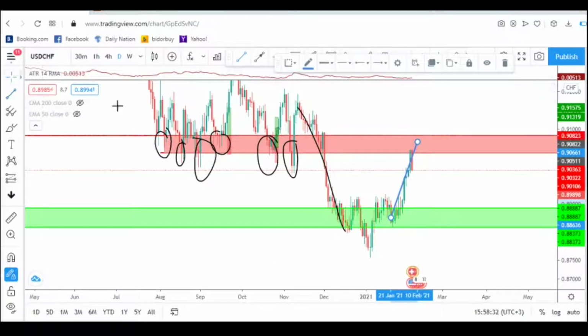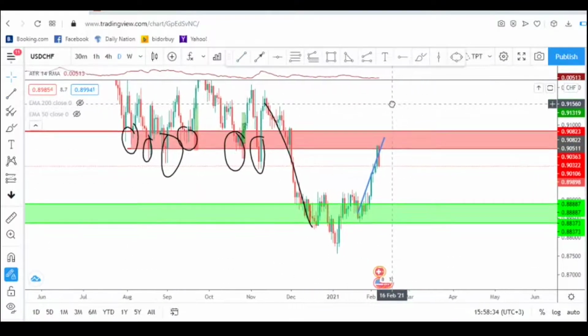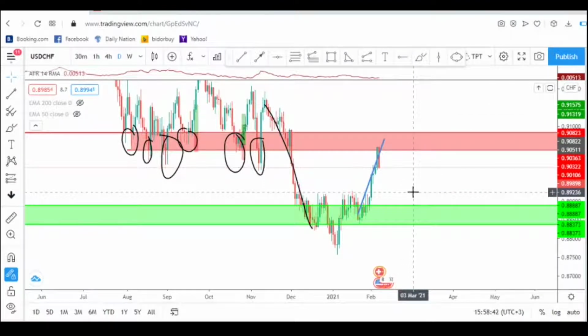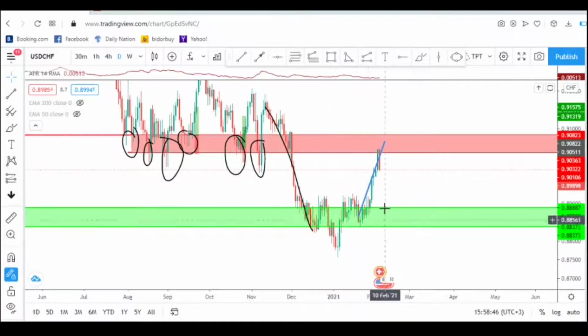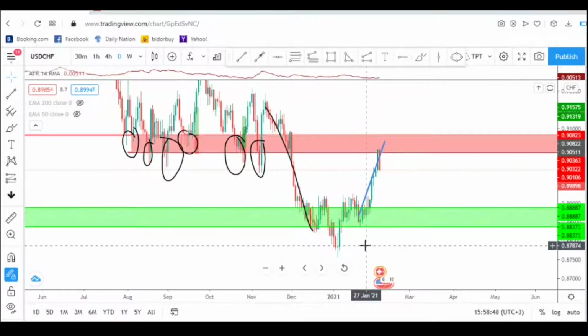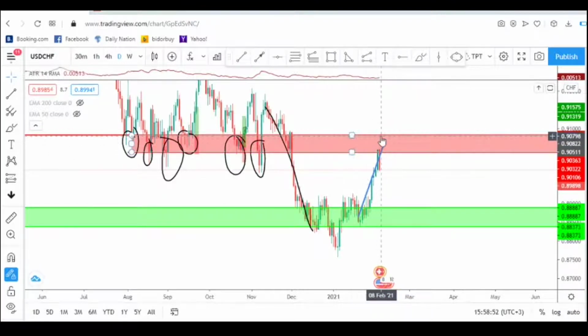This is now resistance level, but it was support before. Now what do you think is going to happen here? Let's first look at the buyer's perspective. The buyers that bought the market at this support level are likely to take the profits at this level. So this is the buyer's perspective.